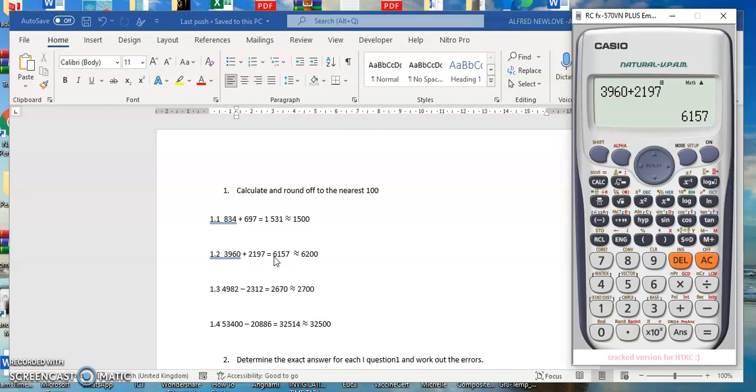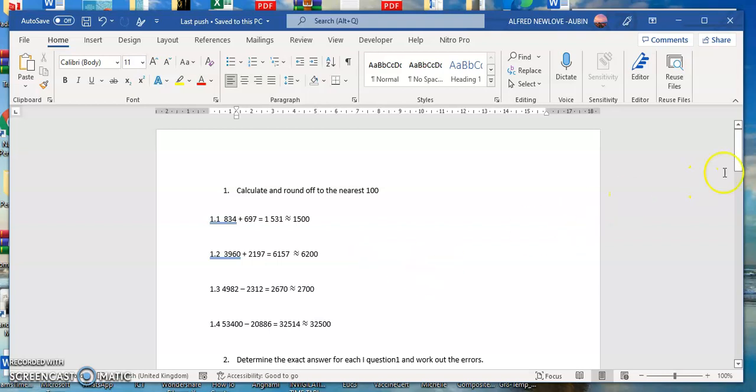So here, this is 6157. Because we have 57, which is more than 50, we round it up. So this 100 is going to be what? 200. So you are going to have 6200. Okay, let's look at the next one.